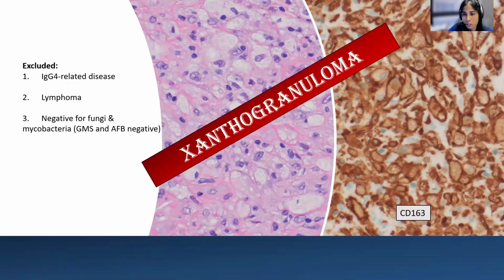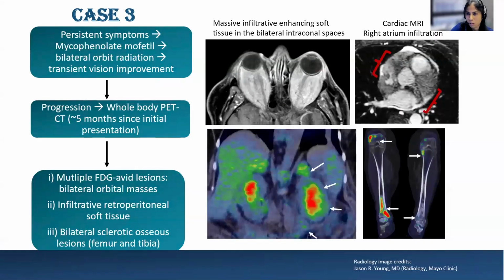So the patient was initially diagnosed with xanthogranuloma and went on for at least 5-6 months without having any response to treatment. She had some transient response to treatment, but eventually came back with progressive symptoms. Eventually, a PET CT was performed because of the xanthogranulomatous nature of the biopsy, which showed this right atrial cardiac mass, some perinephric thickening, as well as bilateral bony osteosclerosis.